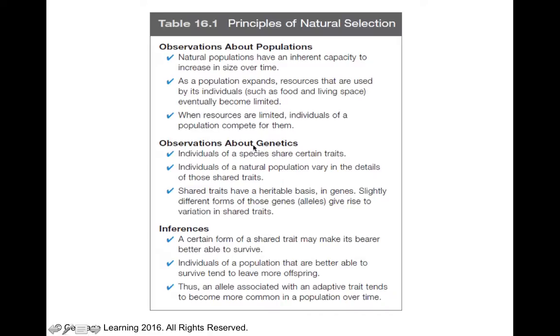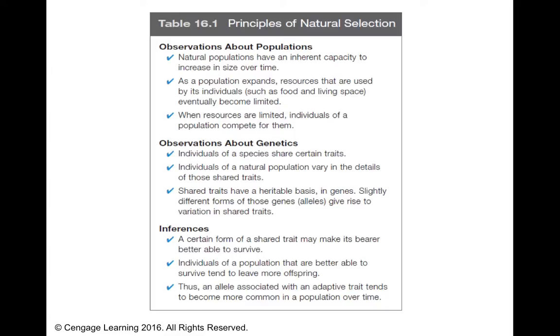Yeah, absolutely. Observations about genetics. Now, these guys didn't even know what the word genetics was back then, but that's okay. Individuals of a species share certain traits. Check. Yeah, absolutely. Mule deer look different than horses, right? Cool. Individuals of a natural population vary in the details of the shared traits. Absolutely. Natural variation. You and I, the science class, we're a population of humans. We're all the same species, but we don't look alike. We're different heights, we're different hair color, we're different eye color. We have a variety of traits.